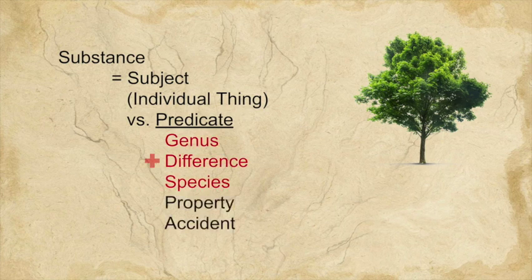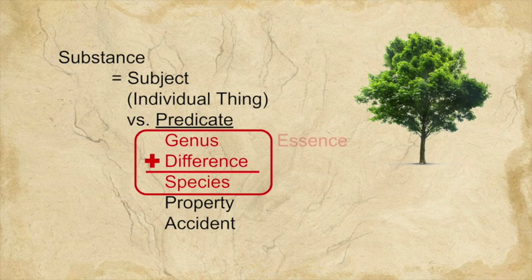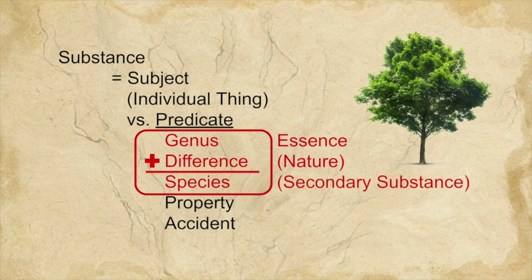A genus plus a difference defines a species. This is the same as an essence, defined by whatever most differentiates one kind of thing from another kind of thing. This is also called nature, or secondary substance. It answers, "What is it?" by pointing to the kind of thing that it is.